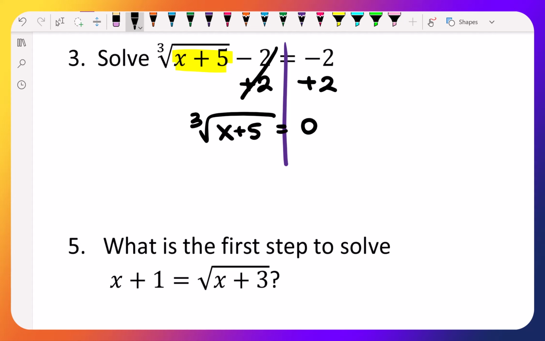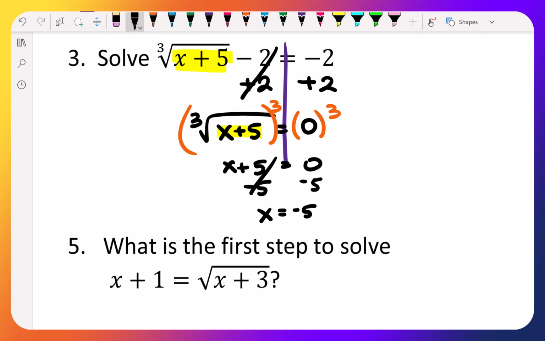These cancel out, get 0. Now that this is isolated, I can get rid of the cube root. To get rid of the cube root, I am going to cube both sides. Cube and cube root cancel out. That leaves me with x plus 5. That's still 0. And then finish it out by solving for x.